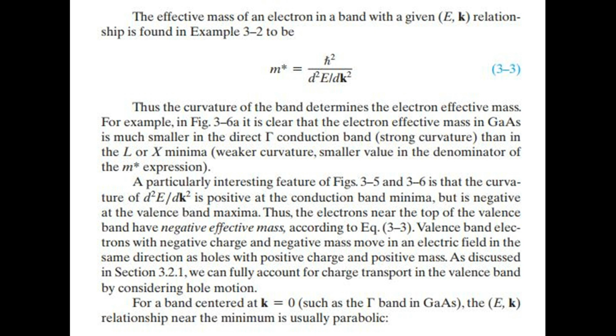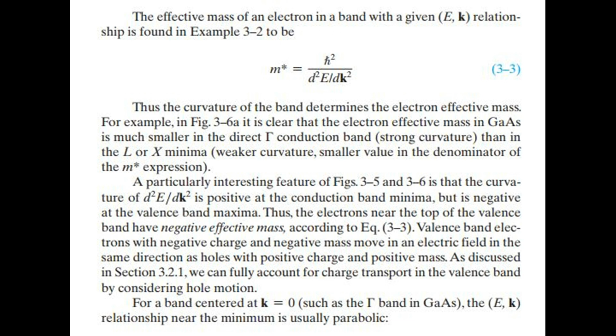For example, in Fig 3.6 it is clear that the electron effective mass in GaAs is much smaller in the direct conduction band, strong curvature, than in the L or X minima, weaker curvature, smaller value in the denominator of the m* expression. A particularly interesting feature of figs 3.5 and 3.6 is that the curvature d²E/dk² is positive at the conduction band minima, but is negative at the valence band maxima.